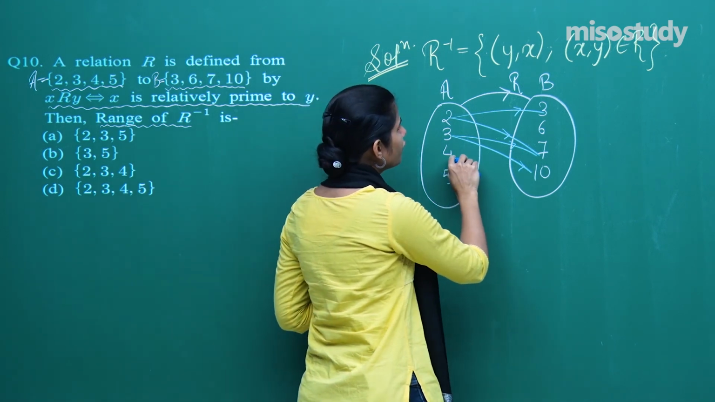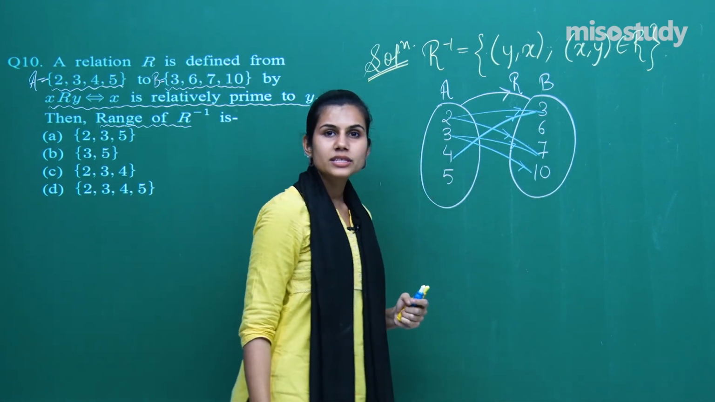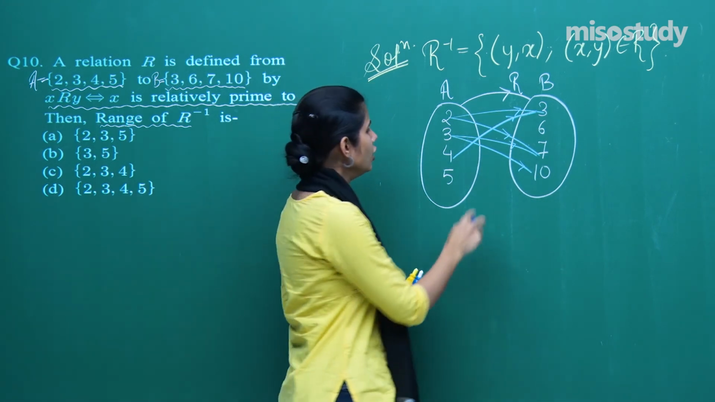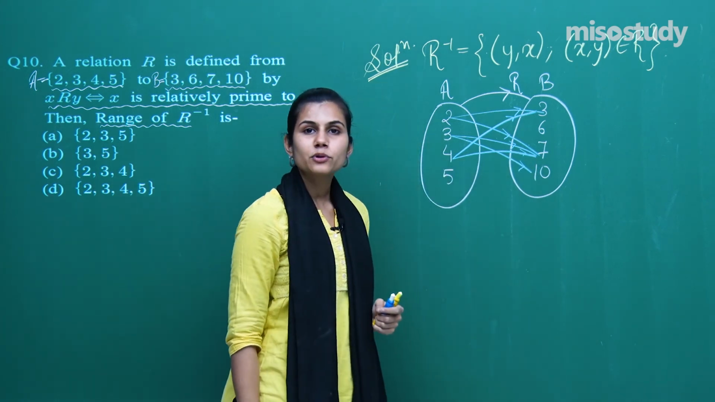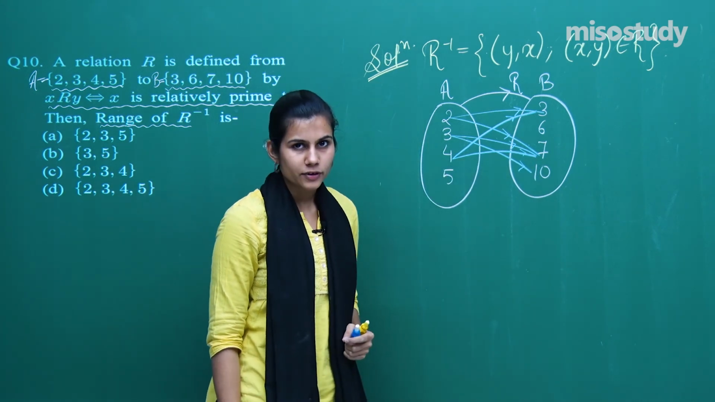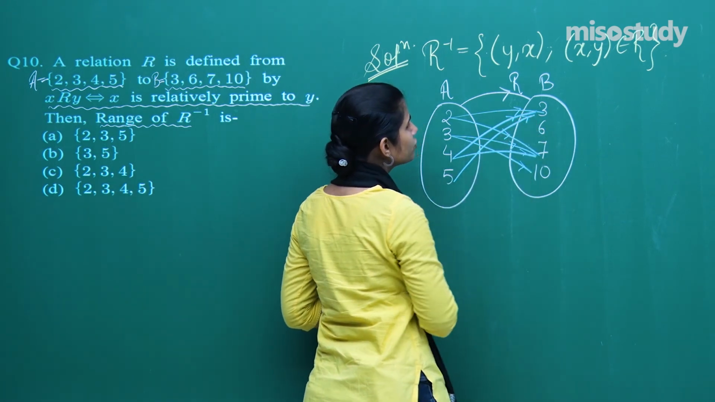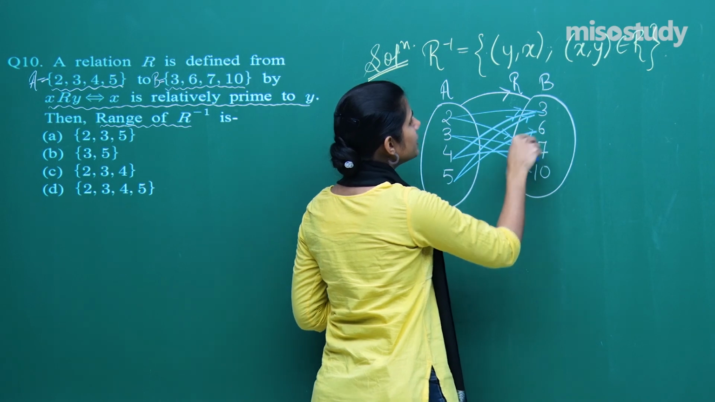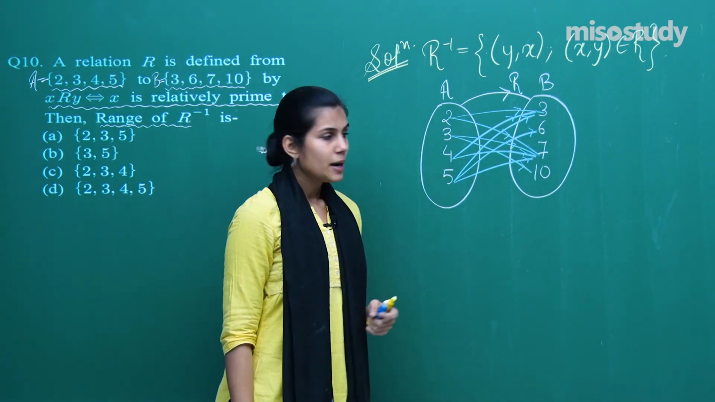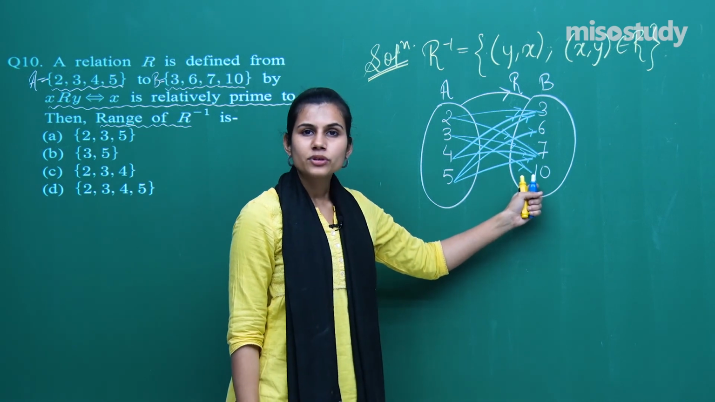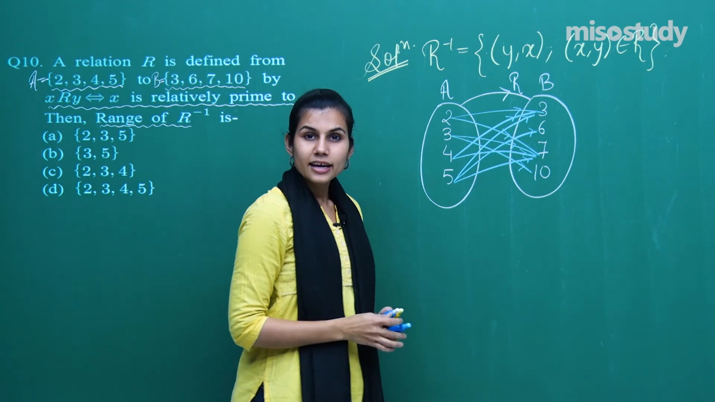Starting with 4, 4 is relatively prime to 3. 4 is not relatively prime to 6 because 2 is a common factor. 4 is relatively prime to 7 and 4 is not relatively prime to 10 because again 2 is a common factor. Starting with 5, 5 is relatively prime to 3. 5 is also relatively prime to 6 and 5 is relatively prime to 7. But 5 is not relatively prime to 10 because 5 is a common factor in 5 and 10.